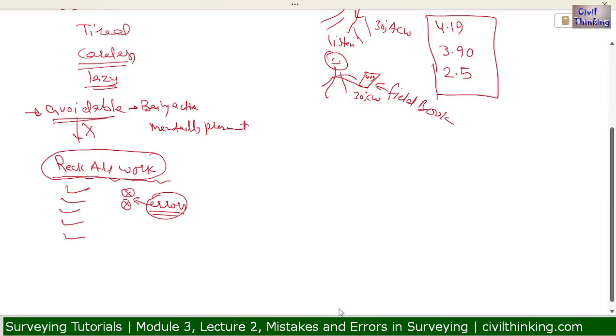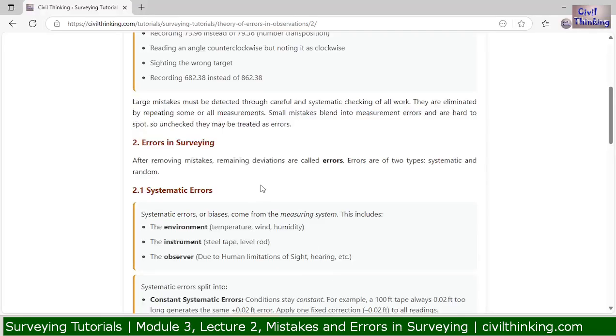So let us move on. I have told you these small mistakes blend into measurement errors and are hard to spot. So unchecked, they may be treated as errors. If you could not identify them, you can treat them as errors.